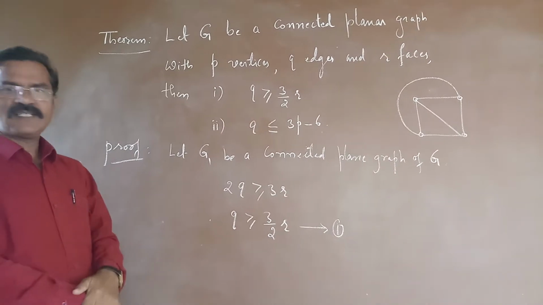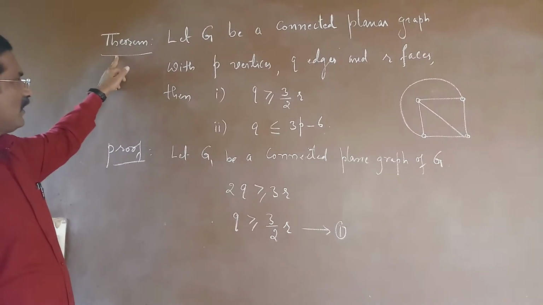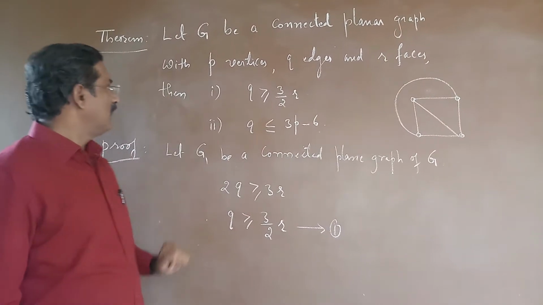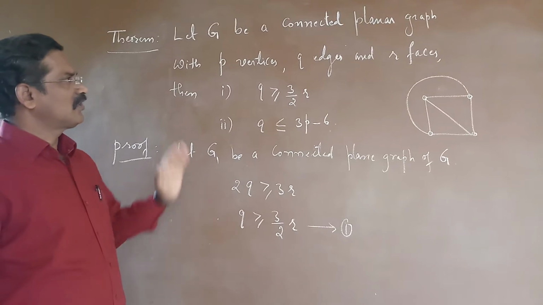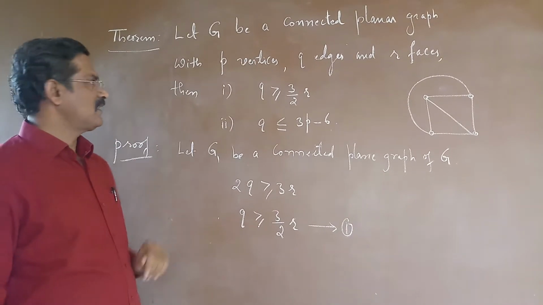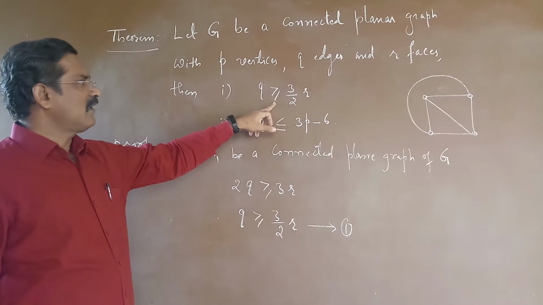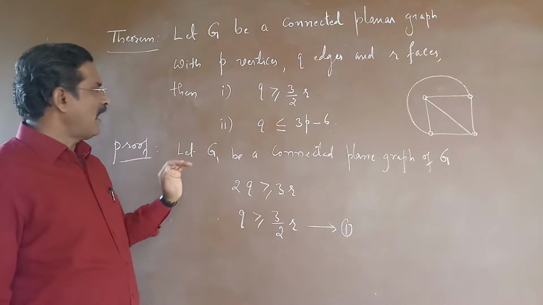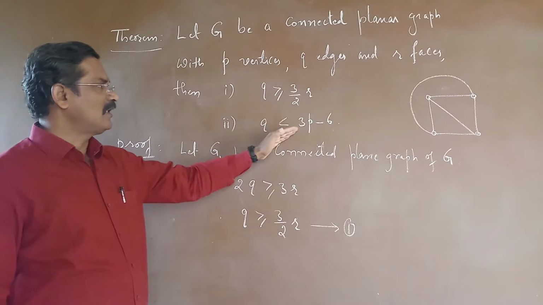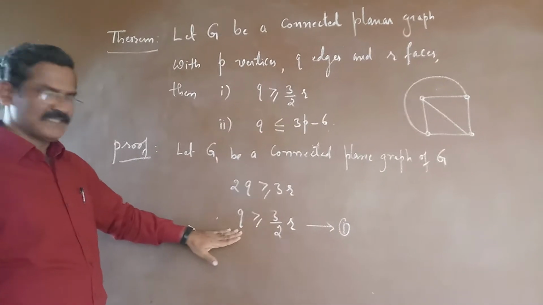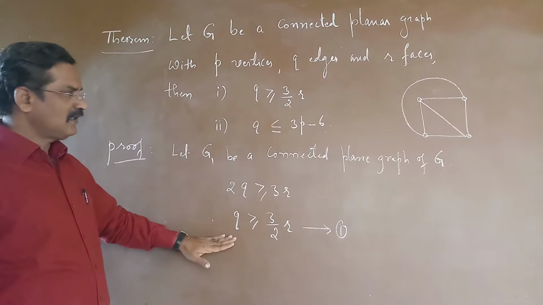Where we left in the previous class, we have considered one theorem. Let G be a connected planar graph with P vertices, Q edges and R faces. Then we need to prove the first result, Q is greater than or equal to 3 by 2 R, and Q is less than or equal to 3P minus 6. Already in the previous class we have proved this result. How did we get this result?